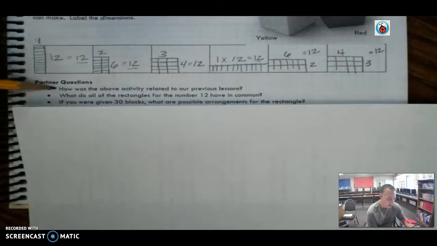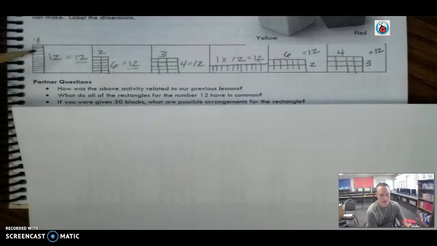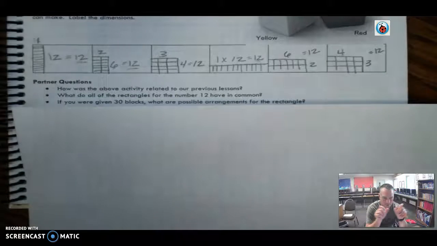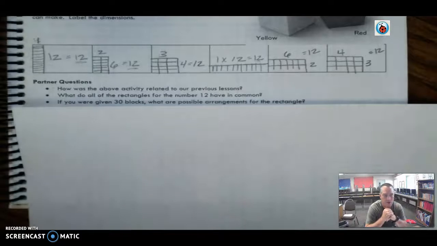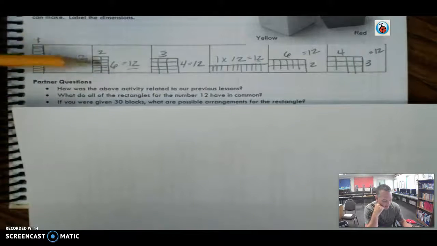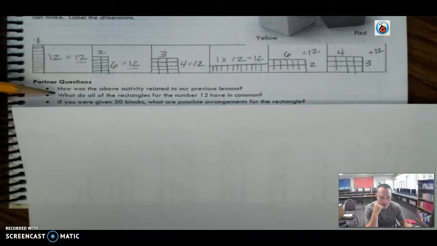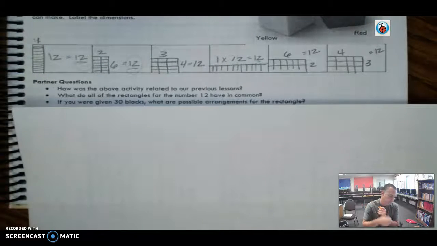Well, how was this activity related? Well, it talked about factor pairs. 1 times 12 creates a product. Yesterday we were playing the product game, and we were taking the markers and moving them around and thinking of the products they made, and those are factor pairs. So that's the connection there. And then what do all the rectangles for the number 12 have in common? Well, they all share a product of 12. All of their factors, when multiplied together, equal 12.